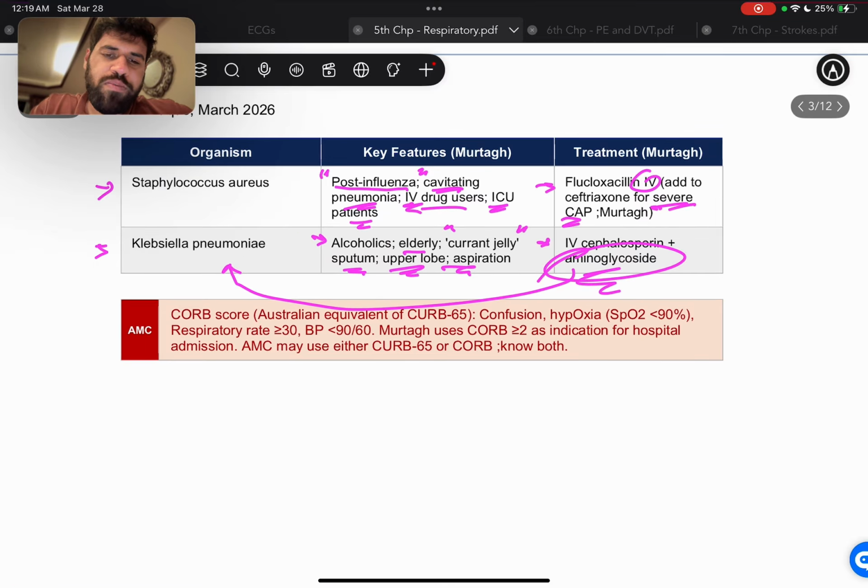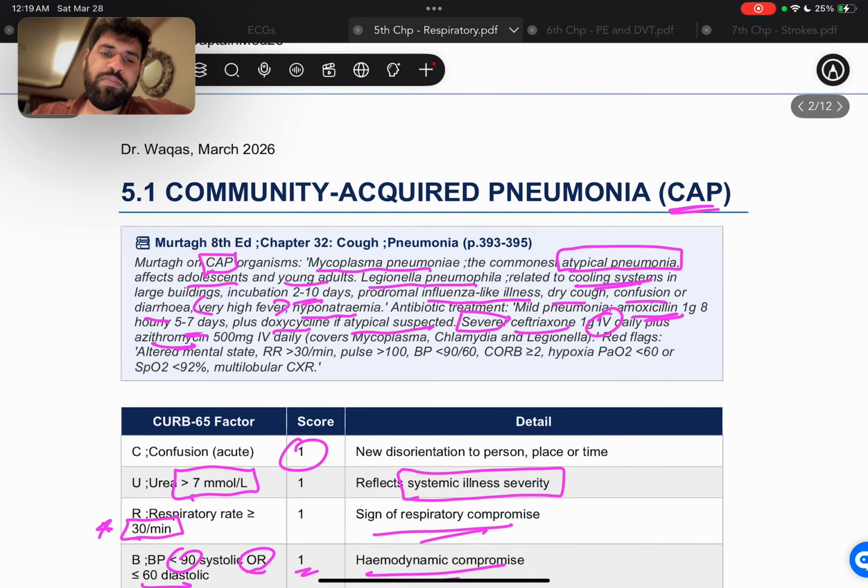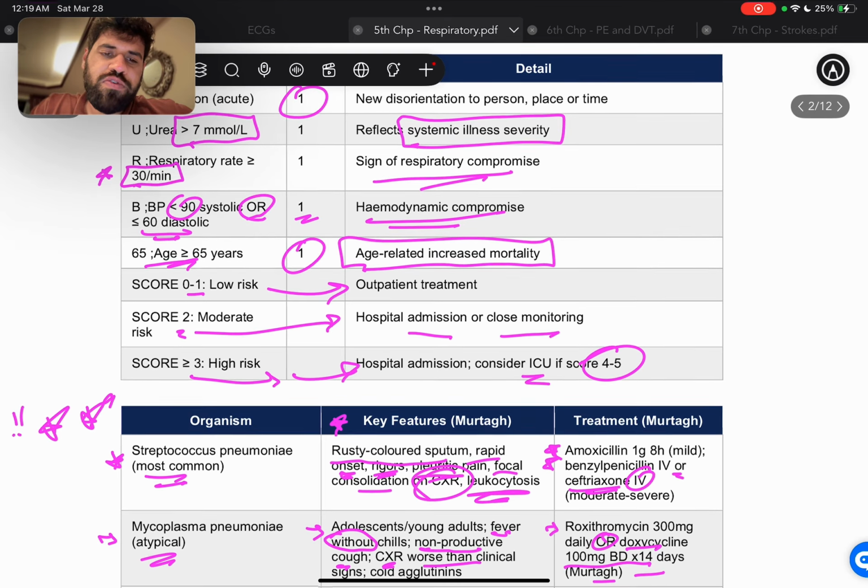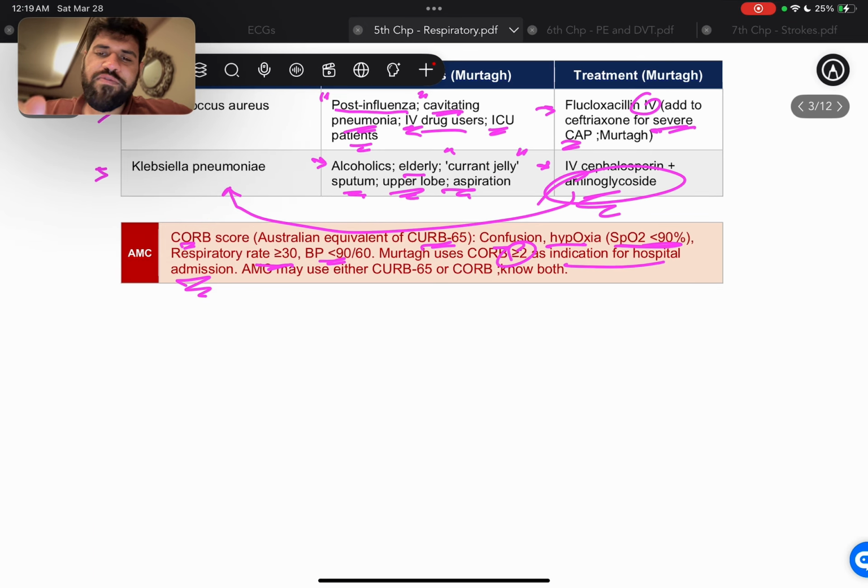Now, according to the CORB score, which is the equivalent of CRB-65 for Australia: confusion, hypoxia is SpO2 less than 90%, respiratory rate more than 30, BP less than 90 by 60. So a CORB score of more than 2 is an indication for hospital admission. And AMC may use either CRB-65 or CORB, so we need to know both of them. Now, going back to CRB-65, remember that for 2, it's hospital admission or just close monitoring, whereas for CORB, for more than 2, we have to admit them to the hospital.